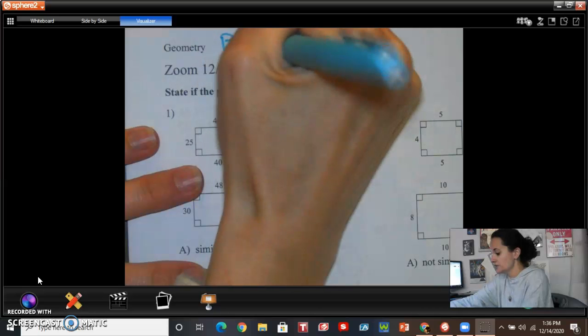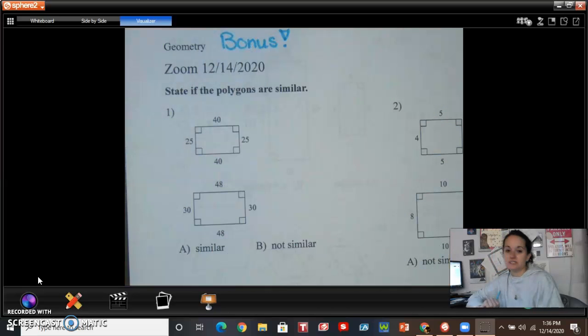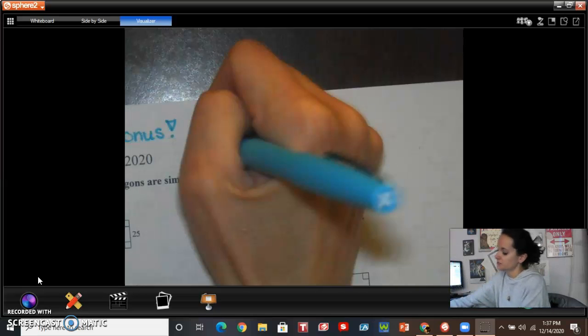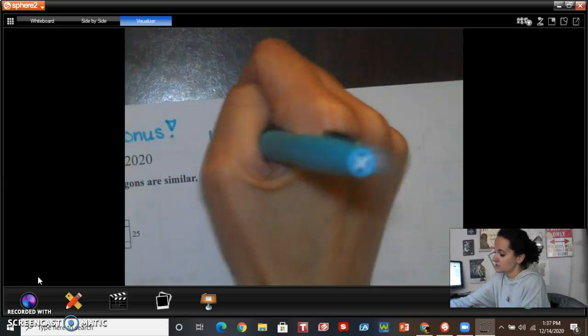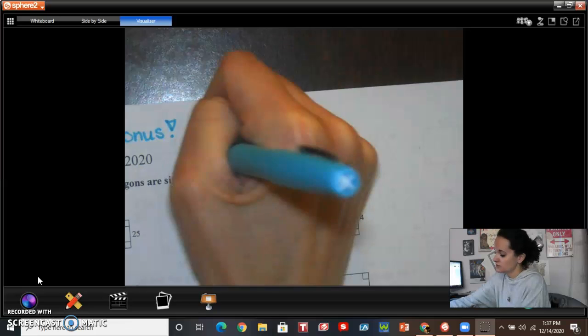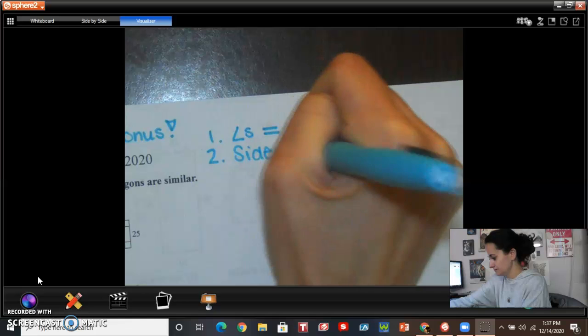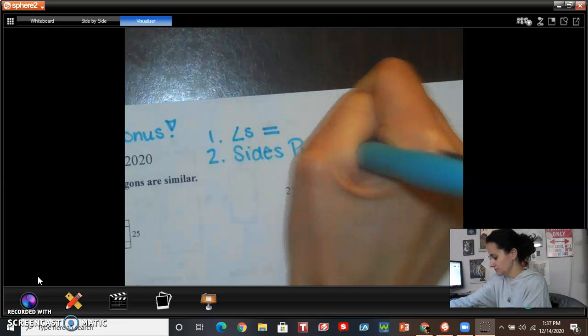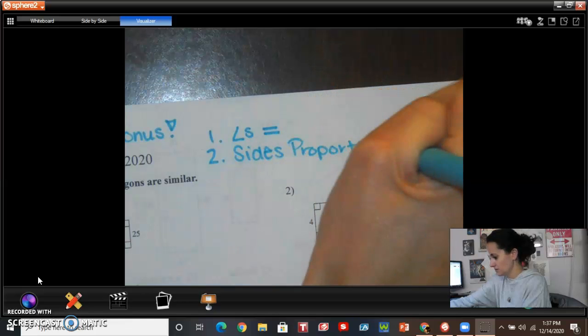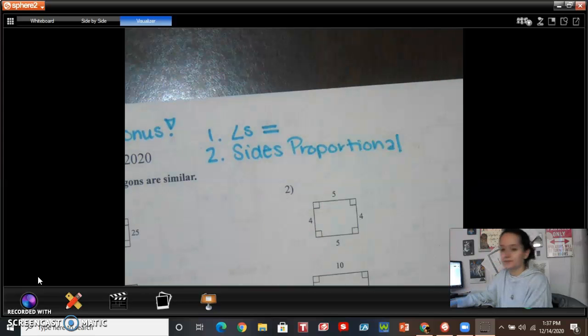This is covering the first part of 6.3. We're just going to be talking about what makes polygons similar and how to find their scale factor. Remember, if polygons are similar, that means angles are equal and sides proportional.